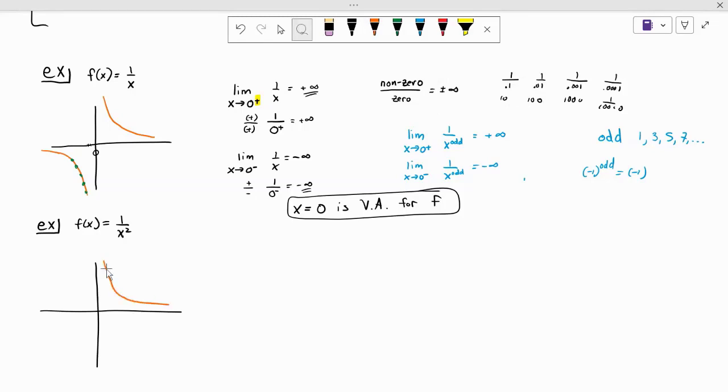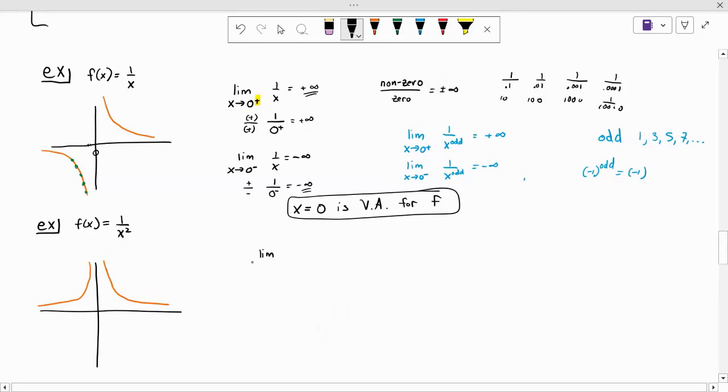Now, for the next example, if you have something of the form a non-zero number divided by x to the even power, the limit is going to be positive infinity from the other side as x approaches 0. That's because you're squaring something there, right? A real number squared can never be negative unless that number is 0 itself.